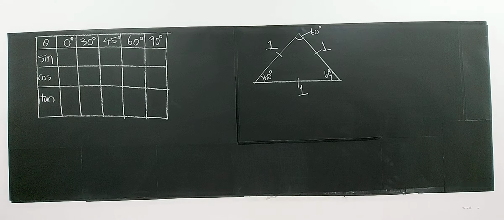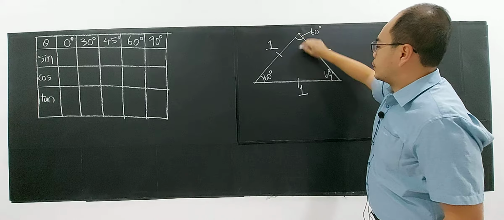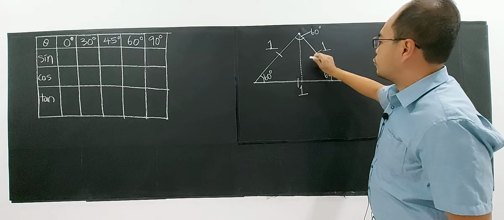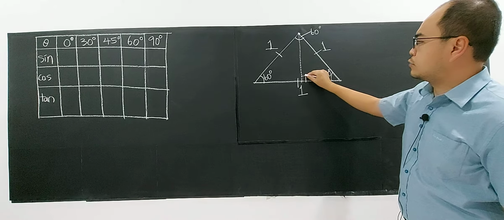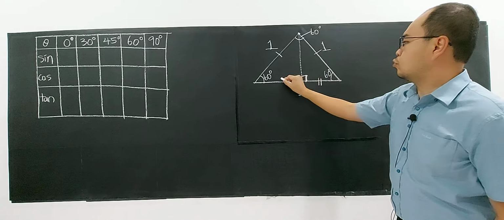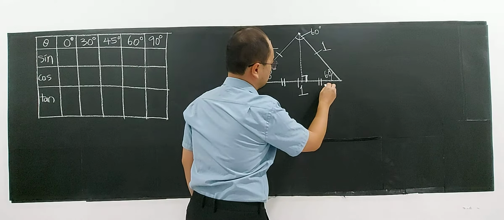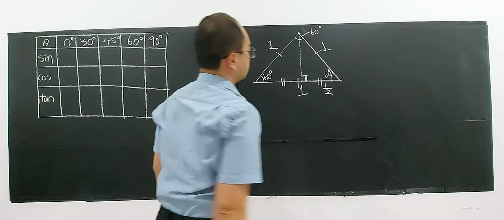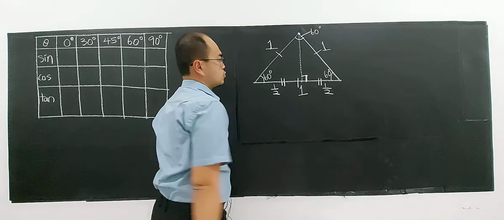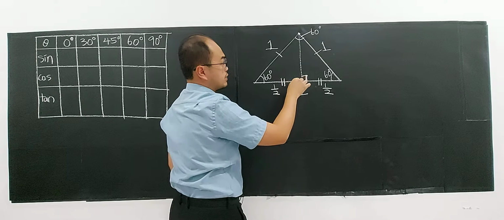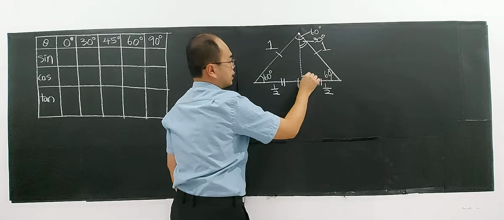Now I'm going to draw a perpendicular bisector from the vertex to the base. Because this is an equilateral triangle, when I draw it, you get a 90 degree angle, and it divides the base into two equal lengths. The whole side is 1, so each half is 1 over 2. These two triangles are symmetric, and of course here you have 30 degrees, 60 degrees, and 90 degrees.